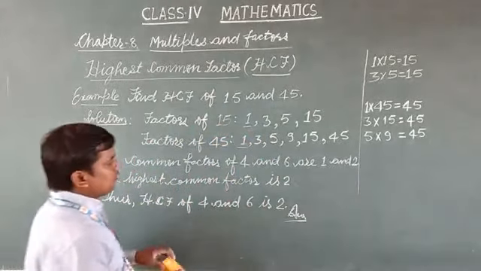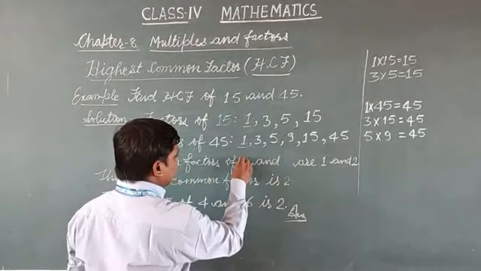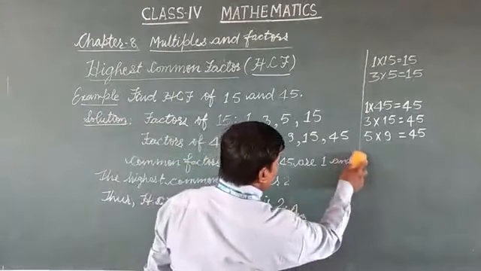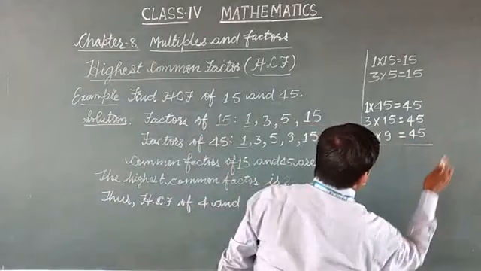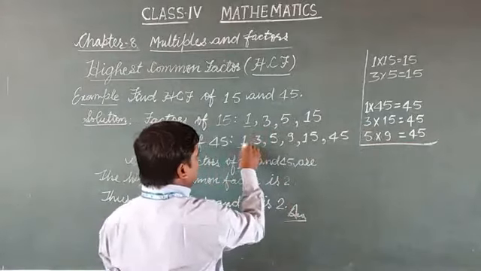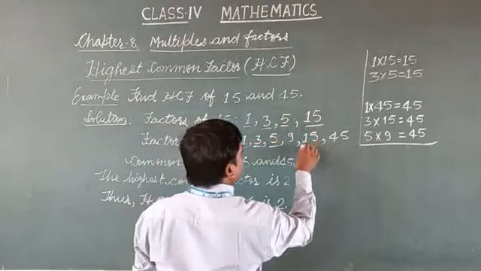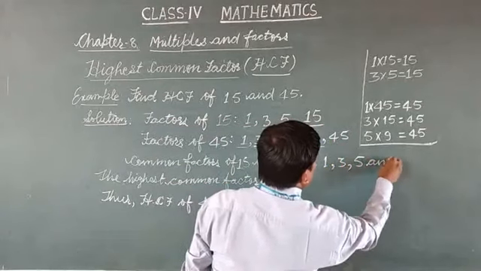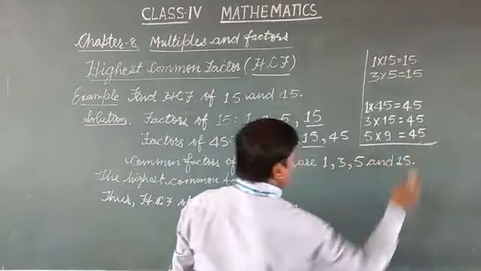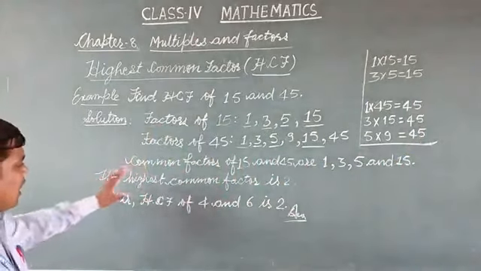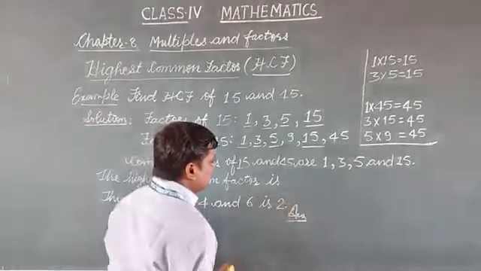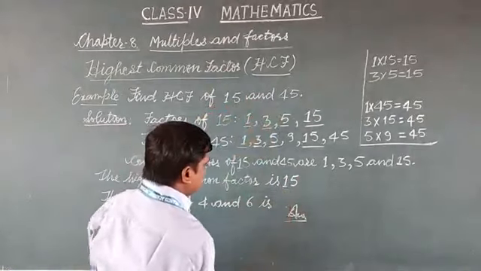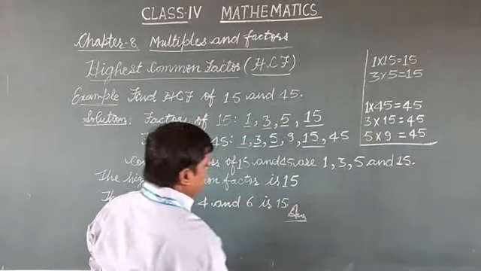Now common factors of 15 and 45. What are the common factors? From here we can write 1, 3, 5 and 15. 1, 3, 5 and 15 are common factors. Among these, the highest common factor is 15. Therefore, HCF of 15 and 45 is 15. Answer.